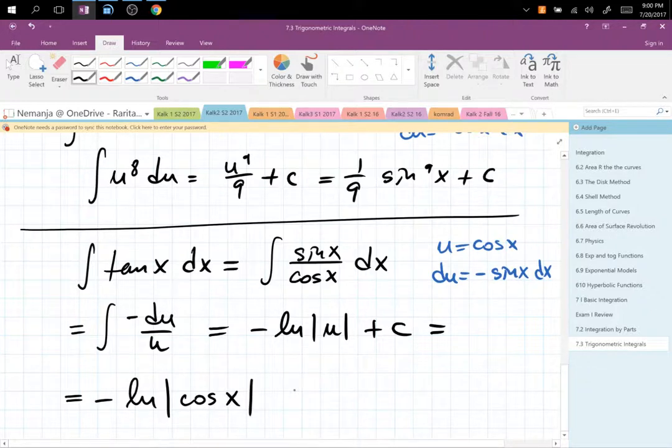Now, would you all guys agree that I'm not supposed to leave the answer like this? Because it's not a pair. Thank you. It's not a pair. Tangent cosine is not a pair. So what I'm going to do is I'm going to take this negative 1 in front and bring it to the cosine. Cosine to the negative 1 is 1 over cosine, which is secant.